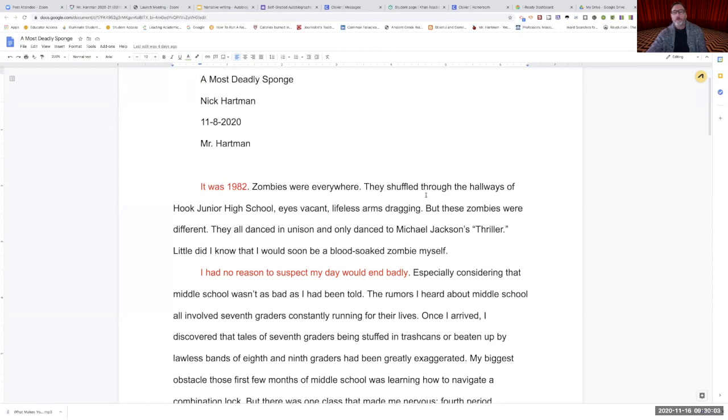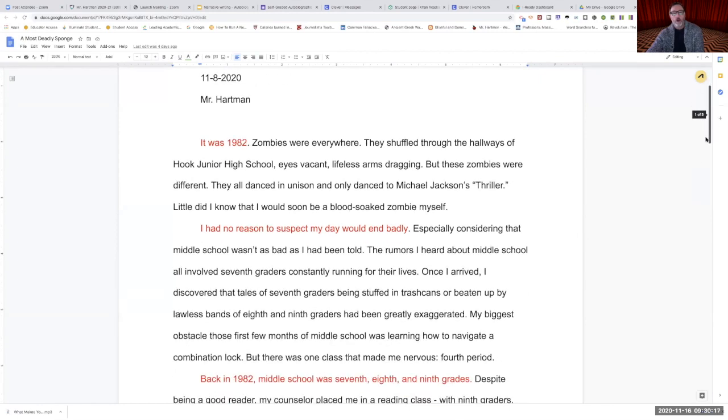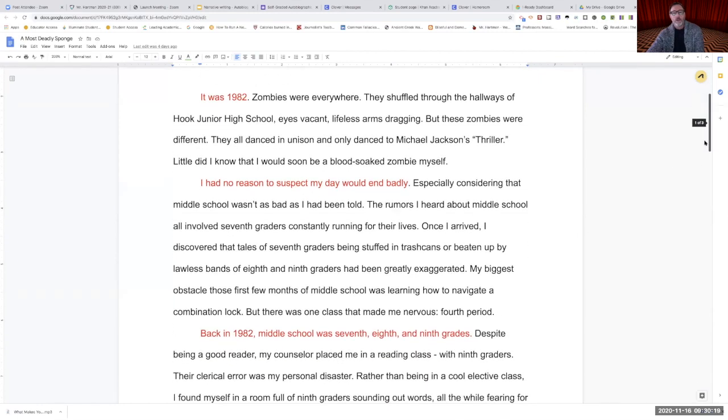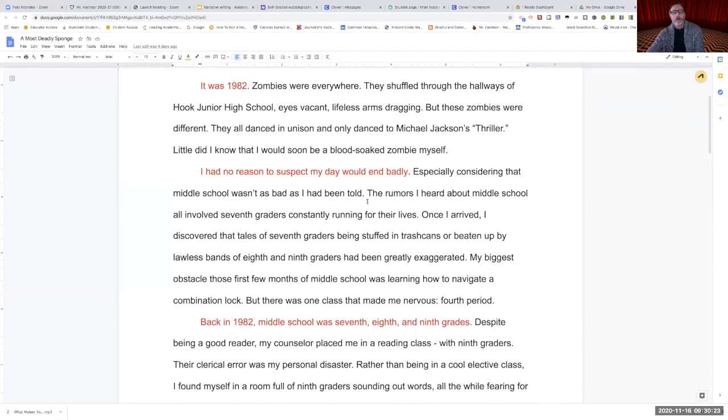Zombies were everywhere. They shuffled through the hallways of Hook Junior High, eyes vacant, lifeless arms dragging. But these zombies were different. They all danced in unison and only danced to Michael Jackson's Thriller. Little did I know that I would soon be a blood-soaked zombie myself. I had no reason to suspect my day would end badly. Okay, so we're beginning right here. This is the feeling that I had.